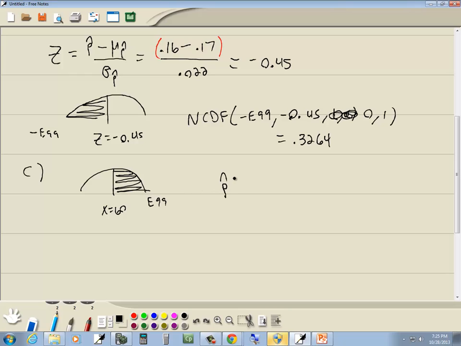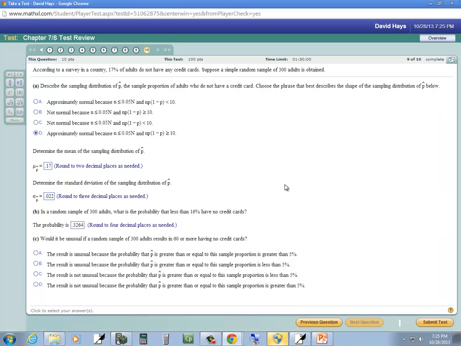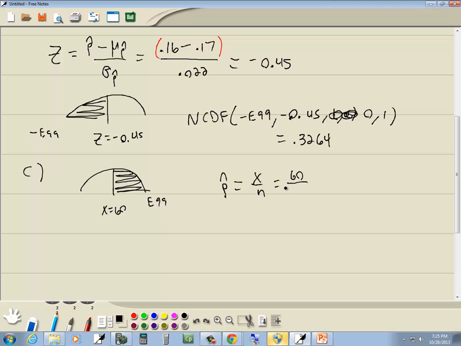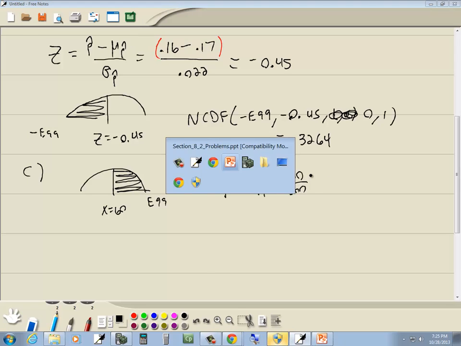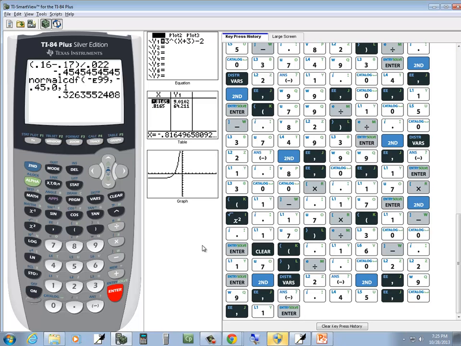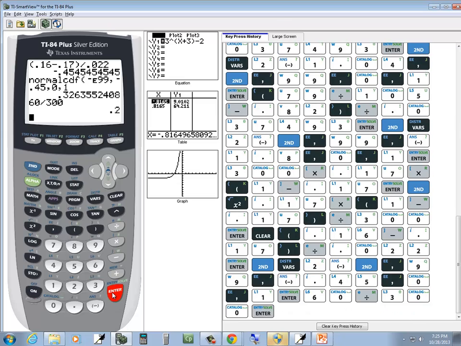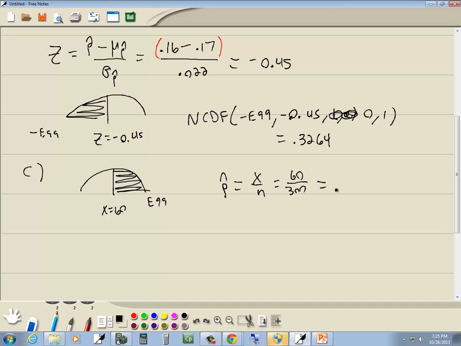Now we're going to need it eventually because we have to have it in the form of p hat. P hat is equal to x over n. So we're going to have 60 over n, which was a sample of 300. What's that equal to? I know it comes out nice, but the sun's in my eyes, that's why I have to look it up. 60 divided by 300, 0.2. So p hat is 0.2.